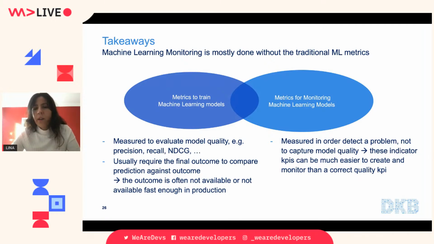So that's why you have on the right the metrics for monitoring machine learning models, whose goal is to detect a problem, not to capture the absolute model quality. And that's nice because these indicator KPIs can be created much more easily, and also be monitored more easily, than if you have an absolutely correct quality KPI.